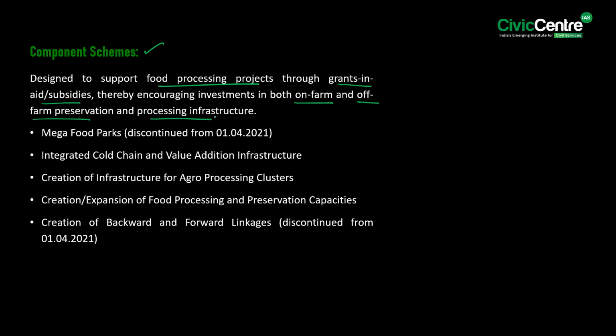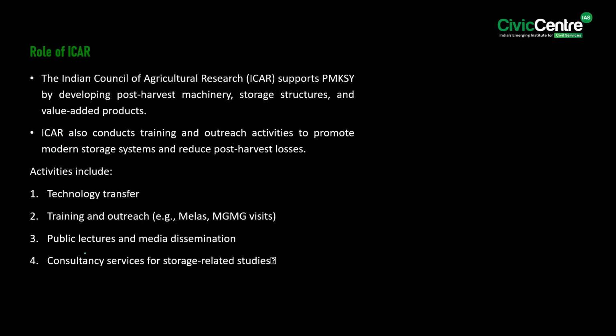The component schemes include mega food parks, integrated cold chain and value addition infrastructure, creation of infrastructure for agro-processing clusters, creation or expansion of food processing and preservation capacities, and creation of backward and forward linkages. Note that the mega food parks and the creation of backward and forward linkages have been discontinued from 1st of April 2021. Now, what is the role of ICAR with respect to this scheme?